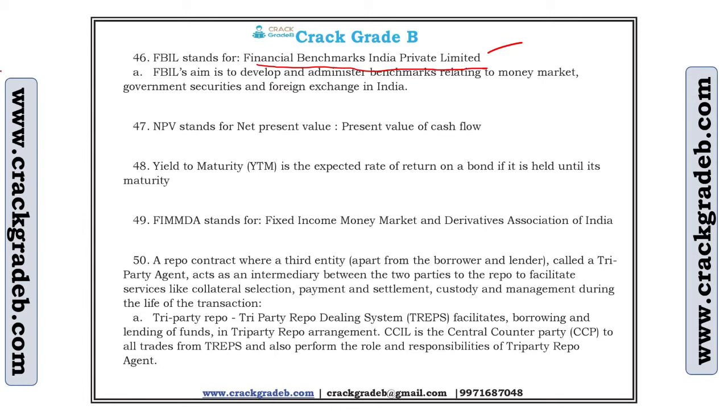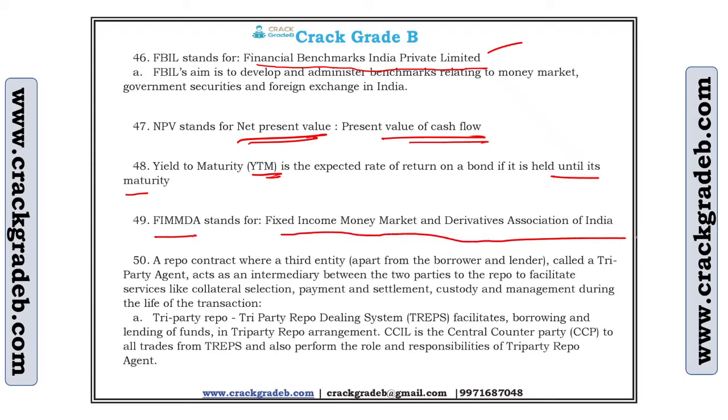Now, NPV stands for net present value of cash flow, the present value of cash flow. Yield to maturity, YTM, is the expected rate of return on a bond if it is held until its maturity. Right? Now, FIMMDA stands for Fixed Income Money Market and Derivatives Association of India.